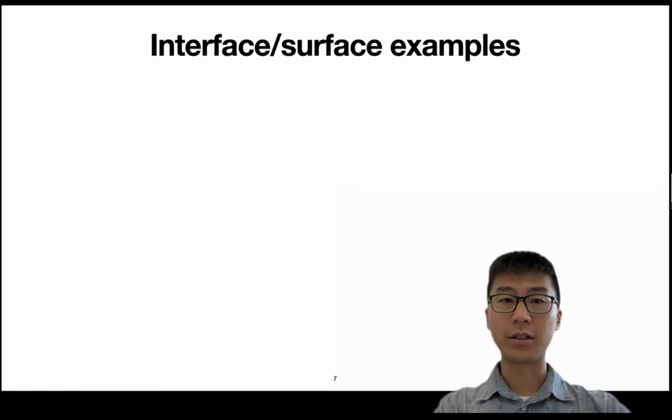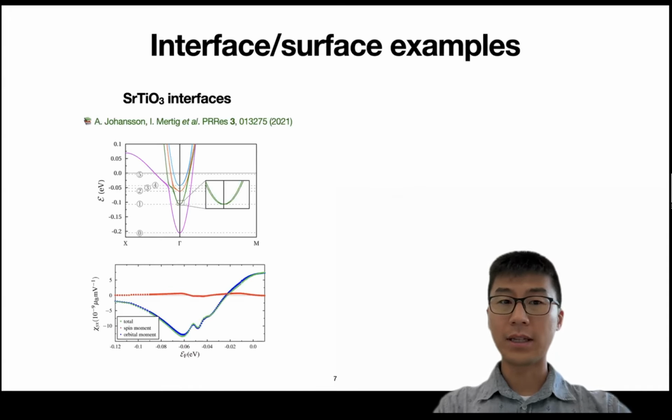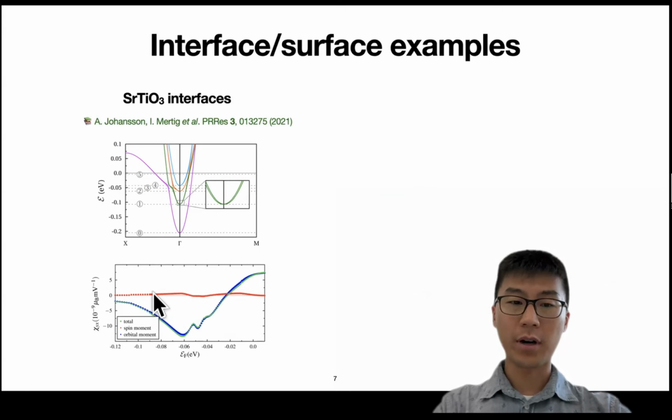And what about real materials? There are many examples of interface and surface. For example, the orbital Edelstein effect can be really strong in STO surface and interfaces, as was analyzed in this paper by Annika Johansson and Ingrid Mertig et al. And they have shown that, in fact, really most part of the Edelstein effect in this system is orbitally driven. So the spin part, which is red, is so small compared to the orbital part, which is blue.